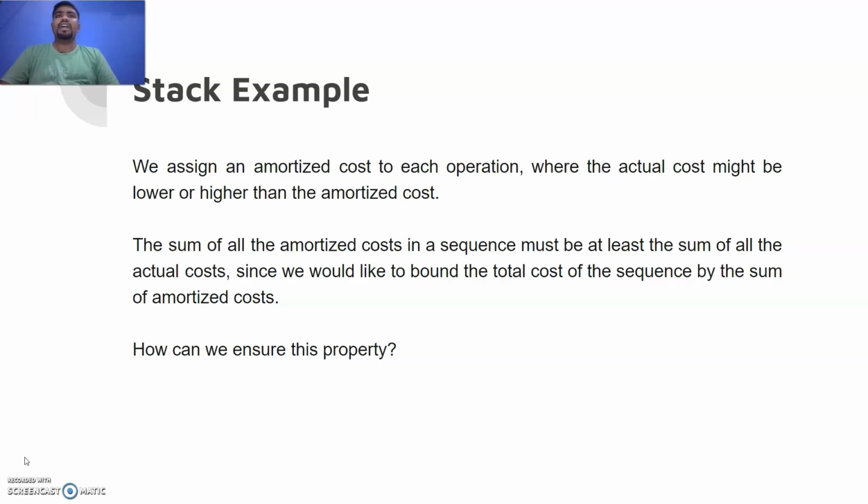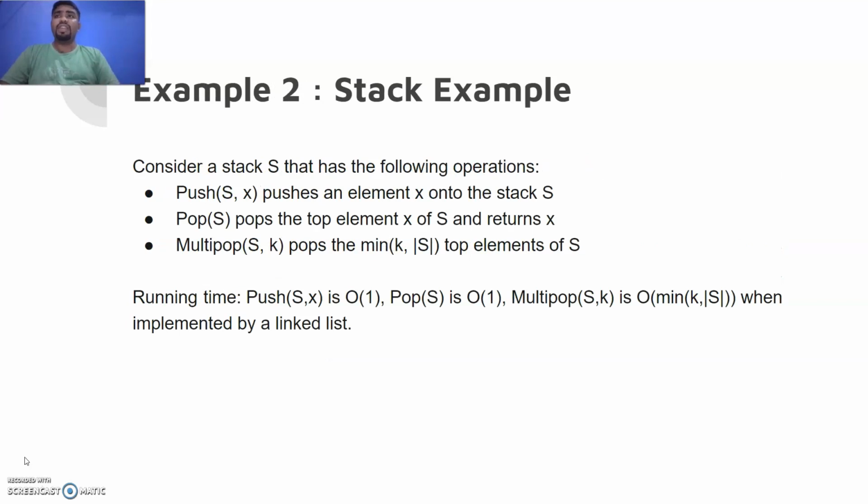So we again see that the amortized cost is going to be higher or lower than the actual cost, and we'll always see to it that the total amortized cost is greater than or equal to the actual cost, and not less than it. So in this case we can see 3 operations: push, pop, and multi-pop. And we know that multi-pop can be an expensive operation.